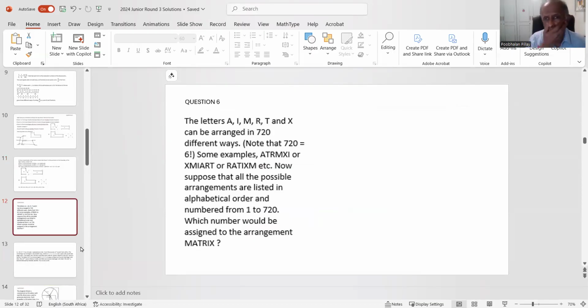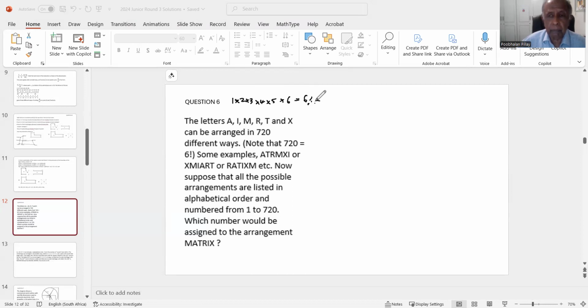Okay, question 6 says the letters A, I, M, R, T, X can be arranged in 720 ways. The number of ways in which you can arrange n objects is n factorial. Hopefully you know that. n factorial means 1 times 2 times 3 all the way up to n. So you've got 6 things here, and they're all different. The number of ways to arrange them is 1 times 2 times 3 times 4 times 5 times 6, which is 6 factorial. Now, you should know that 5 factorial is 120. It's nice to know that as a fact because you've got 24 times 5. So 120 times 6 is 720. So 720 is 6 factorial.